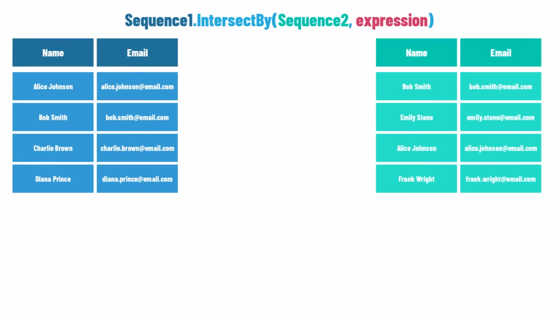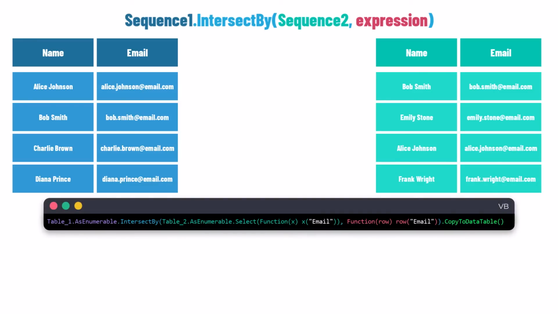Let's consider data tables as our first example. Suppose you have two data tables representing guest lists from two events, and you want to find out which guests attended both events based on their email addresses. The IntersectBy method allows us to easily identify these common guests. Here's how you could write the query. The first sequence is the rows of the first table. The second sequence is the content of the column email from the second table. So, we have a collection of data rows and a collection of strings. Then we have the lambda expression, where we define the property we want to use. In this example, it's the email column.